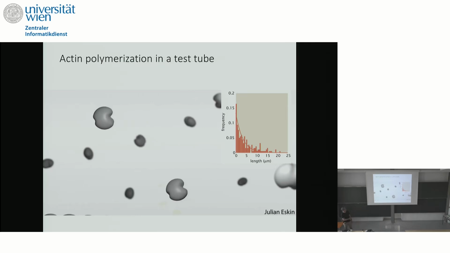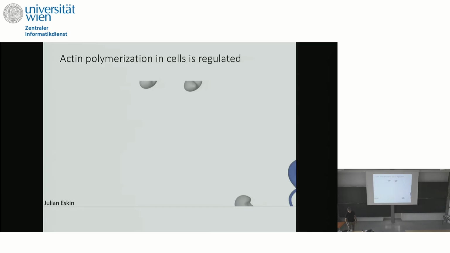So this is not at all how these filaments assemble inside the cell. This is a really bad thing for a cell, if you just had a bunch of actin and it was just assembling into filaments all over the place. It's a bad design, and the cells do a lot of interesting things to avoid this from happening. And instead, this assembly is very regulated. It's regulated by a number of different proteins.